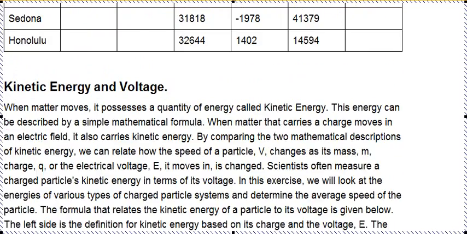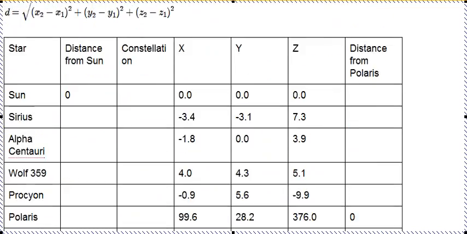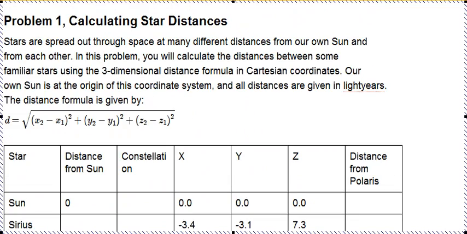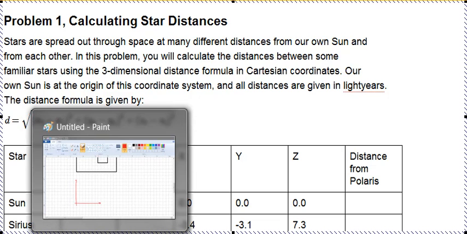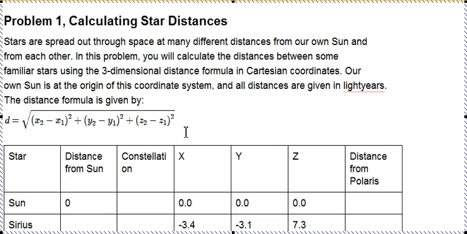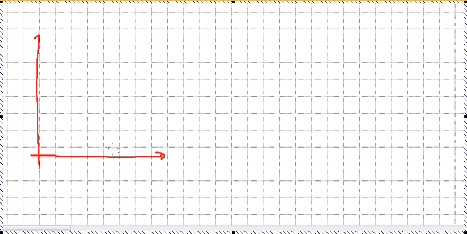So what we're going to do is use the three-dimensional Cartesian coordinate system to figure out the distance that stars are. I think that is really cool. And we need to use this crazy equation that you see right here. Now, what is this? What is a Cartesian coordinate?